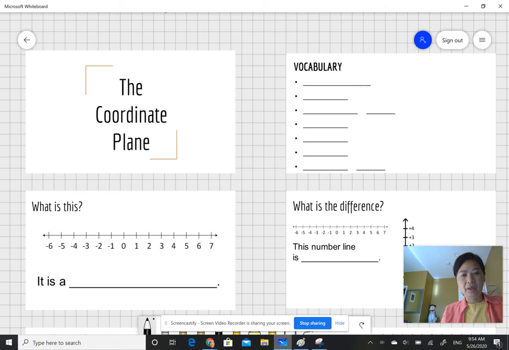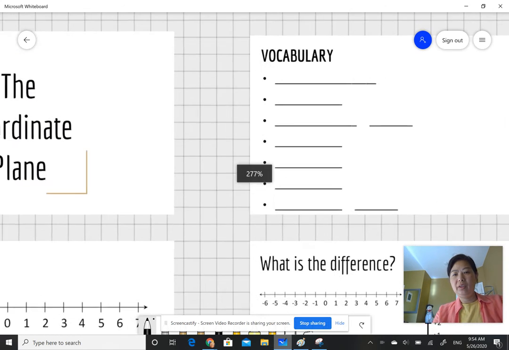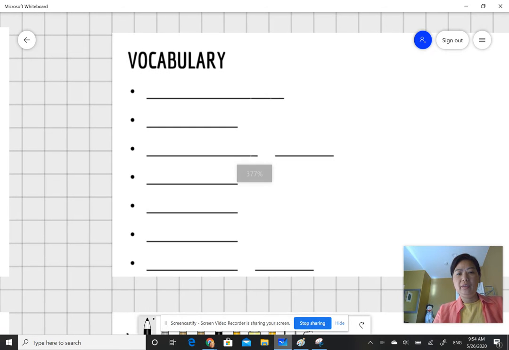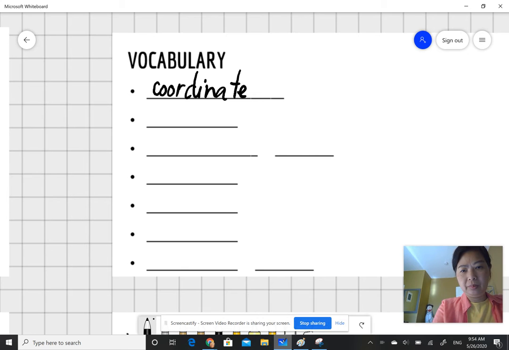Hi, today we learn about the coordinate plane. First, we are going to go through the vocabulary that we are going to learn today. The first thing we go through is the coordinate plane. The next one would be ordered pair.